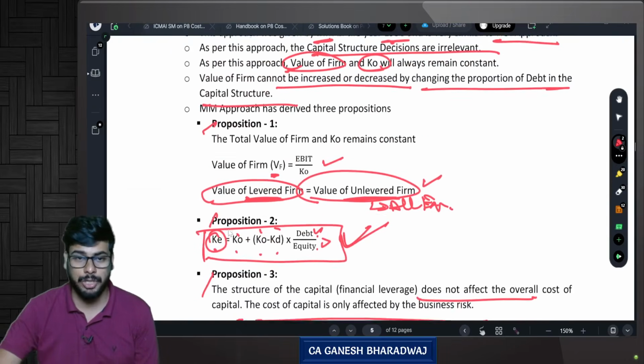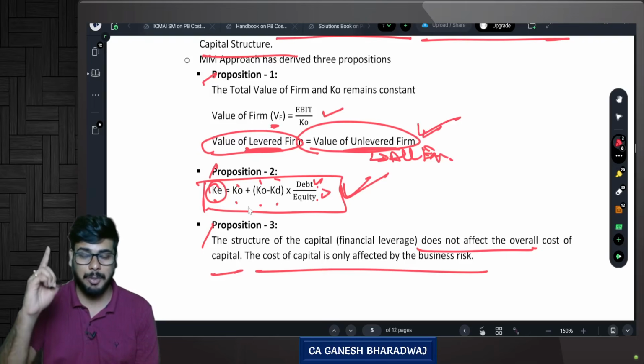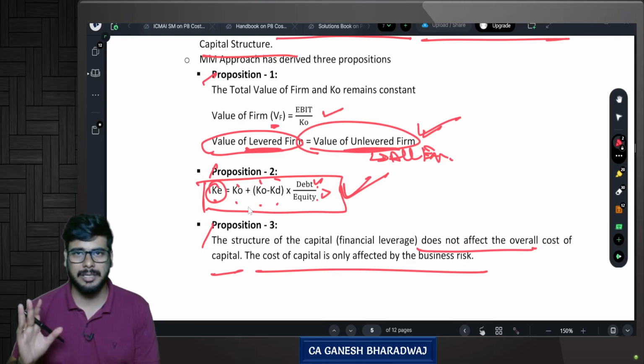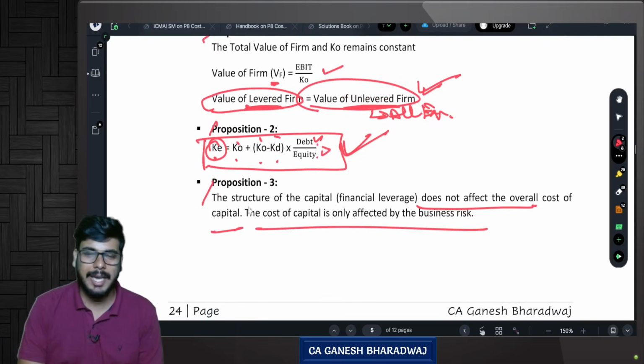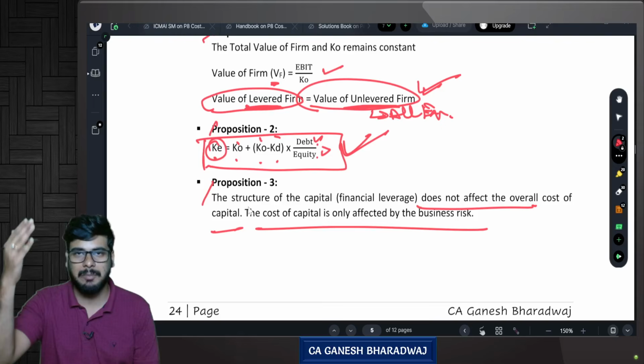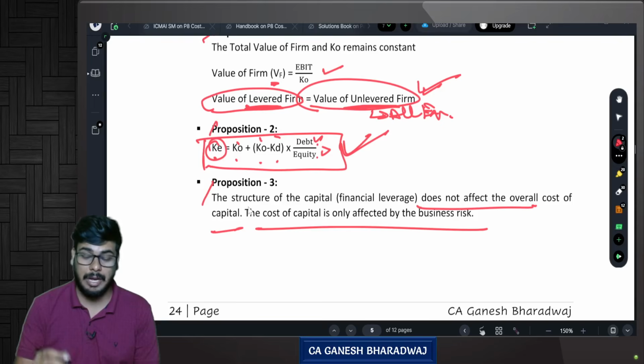So what are the three propositions? Could be a theory question. The first proposition says the value of a levered firm is equal to the value of an unlevered firm. Why? KO does not change. Simple. The second one is KE is equal to KO plus KO minus KD into debt upon equity. This is nothing but the reverse working of your KO formula, the weighted average cost of capital, WACC formula.